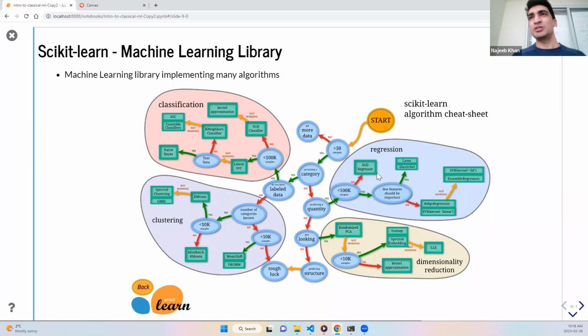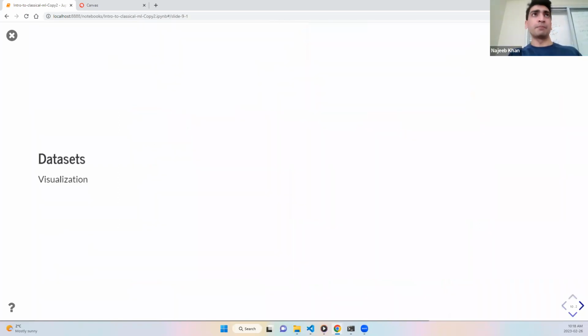So for regression, you have the SGD regressor. For classification, you have support vector machines or support vector classifiers, SGD classifier, naive Bayes. These are basically different classes of models. For clustering, you have k-means clustering. Similarly, for dimensionality reduction, you have a bunch of algorithms such as PCA. So let's look into how to use this library then.